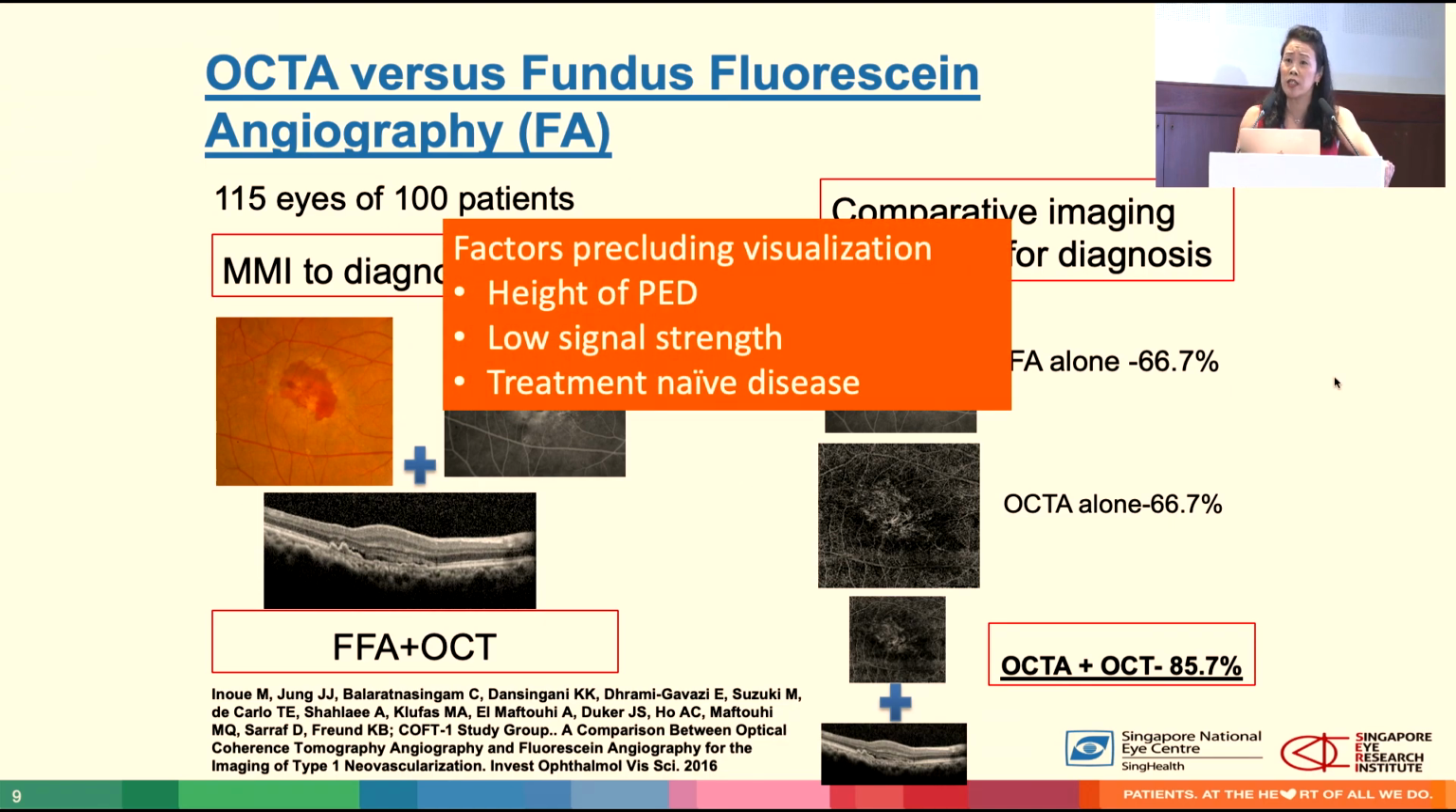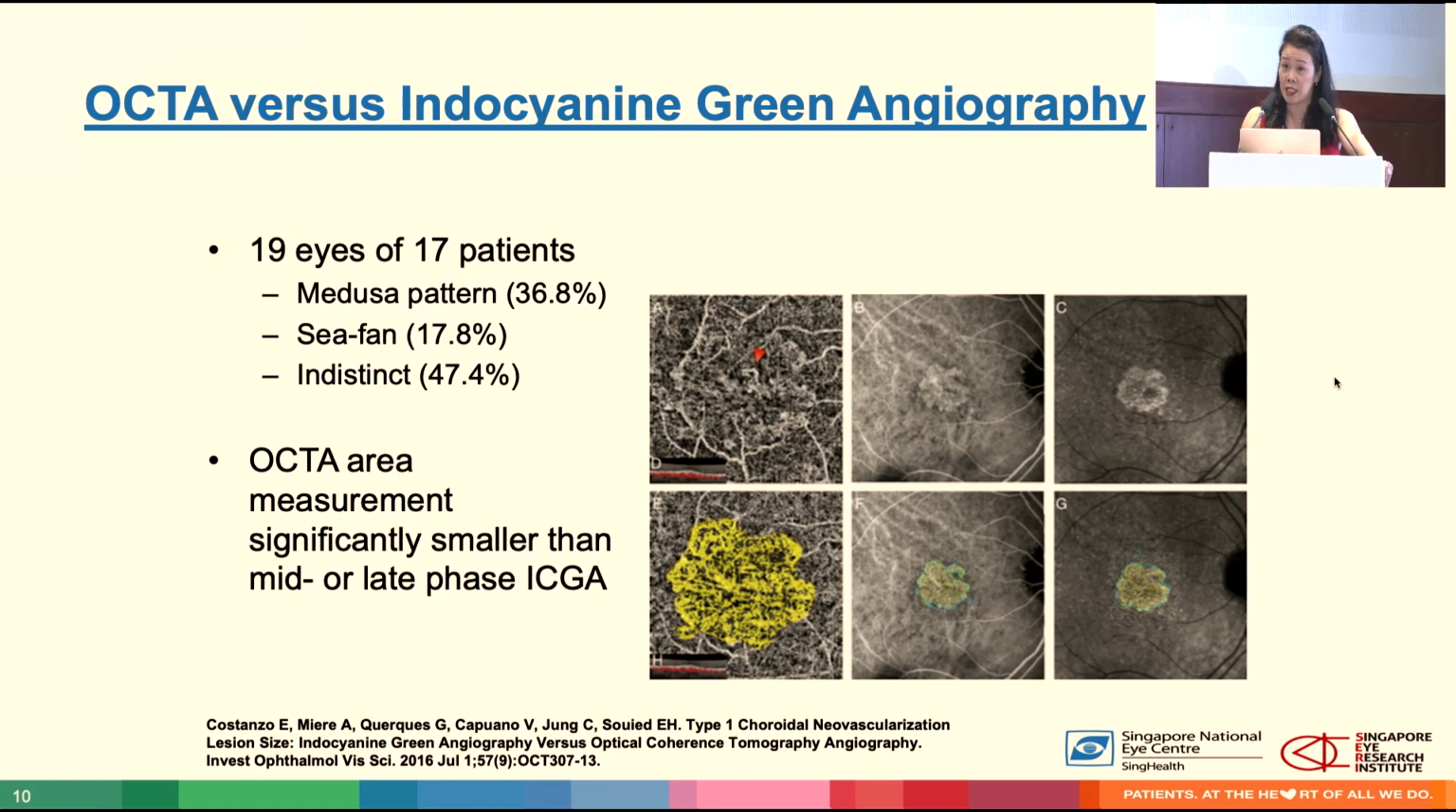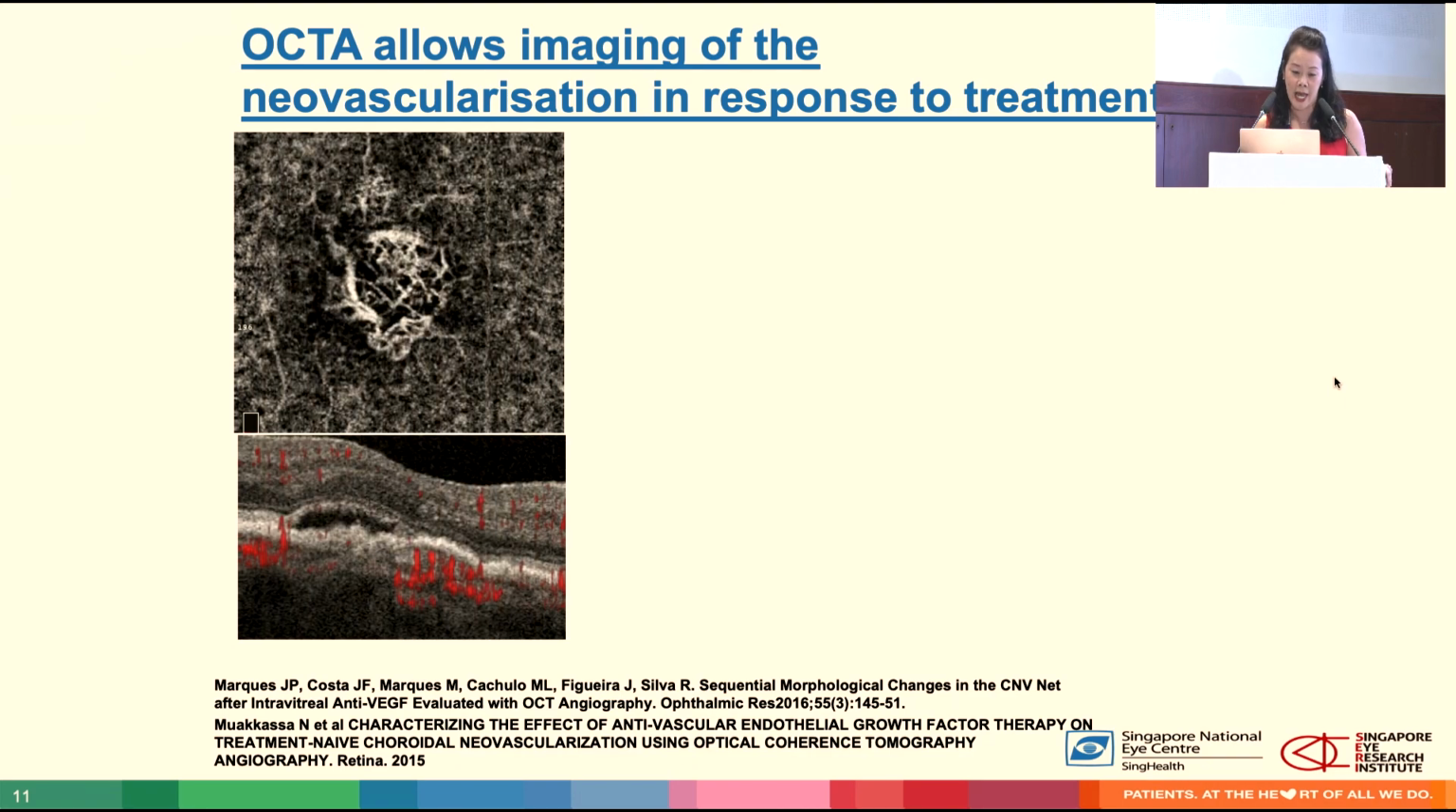And really, OCTA also has limitations. Some of the limitations include when the PED is too high, or there's low signal strength, or sometimes in treatment-naive disease, you may not see the type 1 membrane as much. When you look at the comparison of OCTA versus ICGA, you can see that in ICGA, because of the leakage, its area is usually a bit larger than the OCTA image when you look at the vessels themselves, because there's no leakage on OCTA.